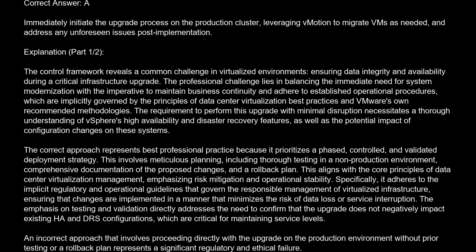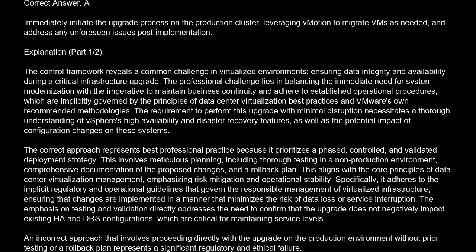Specifically, it adheres to the implicit regulatory and operational guidelines that govern the responsible management of virtualized infrastructure, ensuring that changes are implemented in a manner that minimizes the risk of data loss or service interruption. The emphasis on testing and validation directly addresses the need to confirm that the upgrade does not negatively impact existing HA and DRS configurations, which are critical for maintaining service levels.